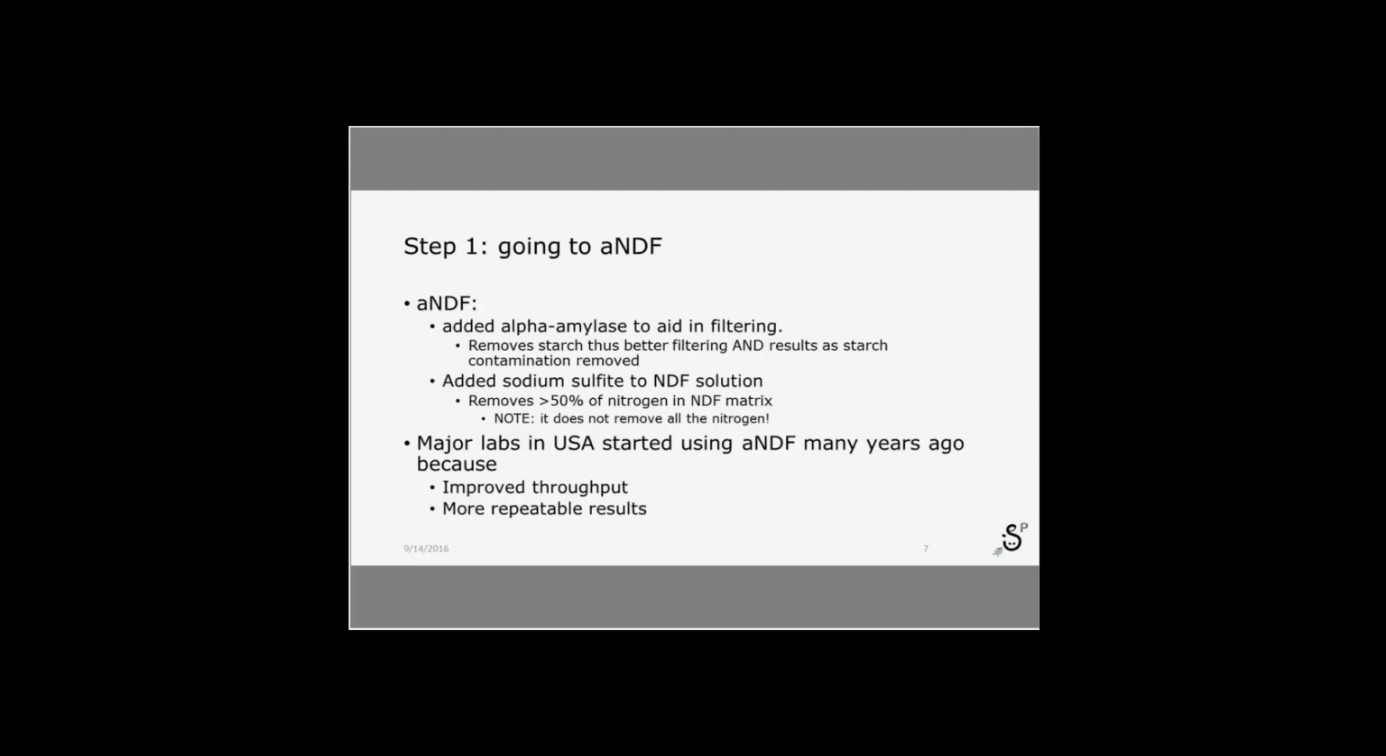The major labs in the U.S. had adopted this method a long time ago, and they still called it NDF. And the reason that they adopted the method was improved throughput, especially with things like corn silage, and it also gave them more repeatable results. So that was a great first step, but again, they still called it NDF.